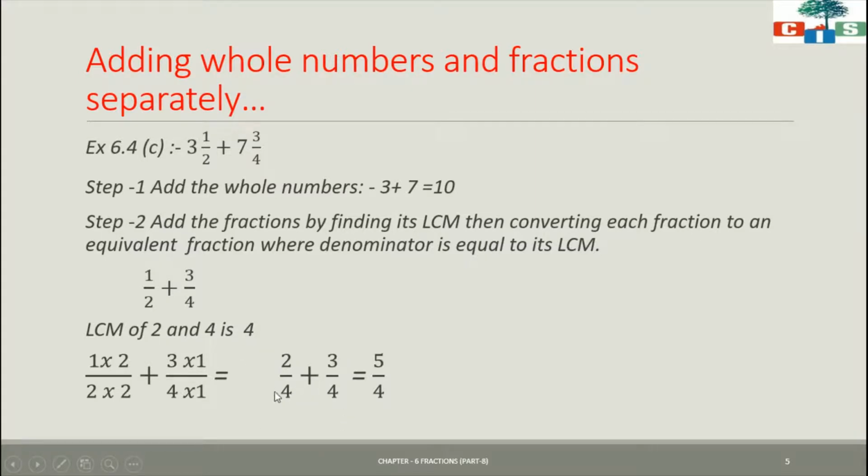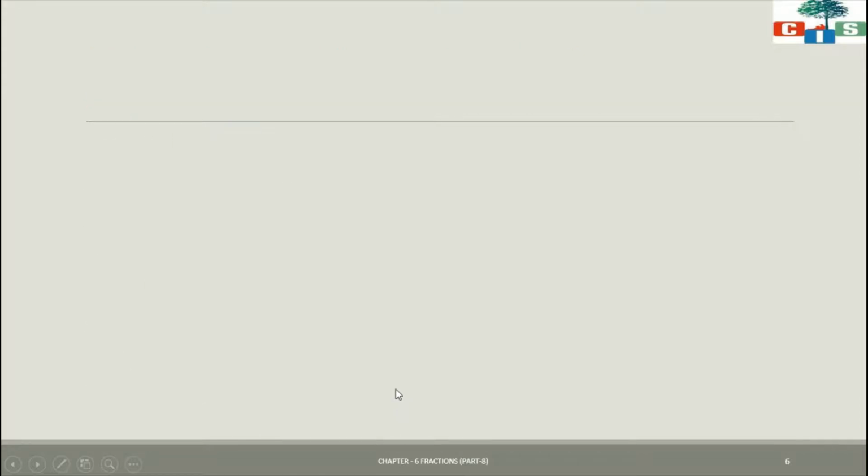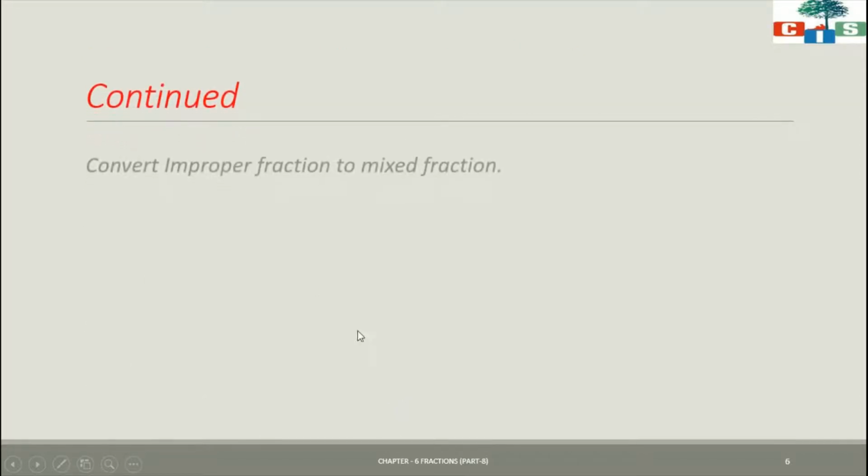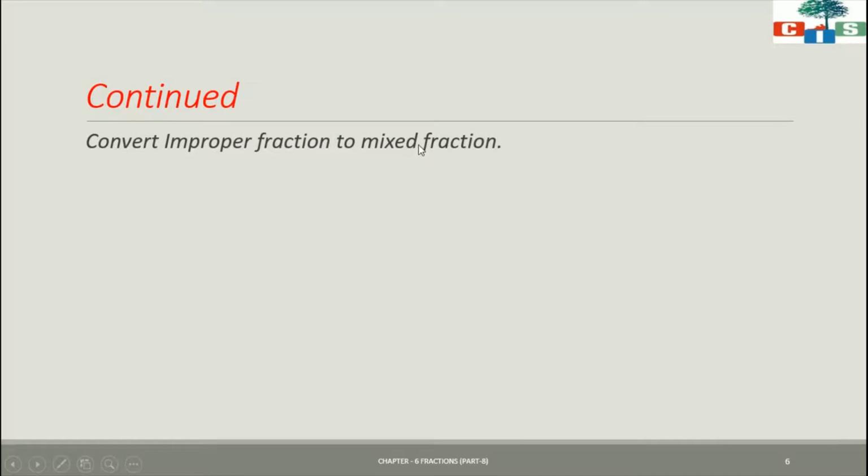Okay. Since the denominators are the same, what do we have to do? We have to just add the numerators. So 2 plus 3 is equal to 5. So 5 upon 4 is the result of this, that is 1 upon 2 plus 3 upon 4 is equal to 5 upon 4. Okay scholars. Now we will see the next step, that is converting the improper fraction to a mixed fraction.